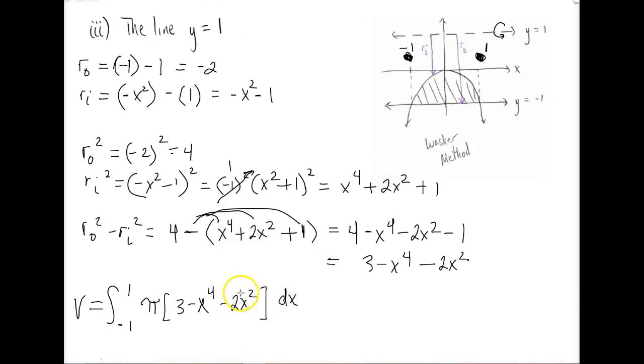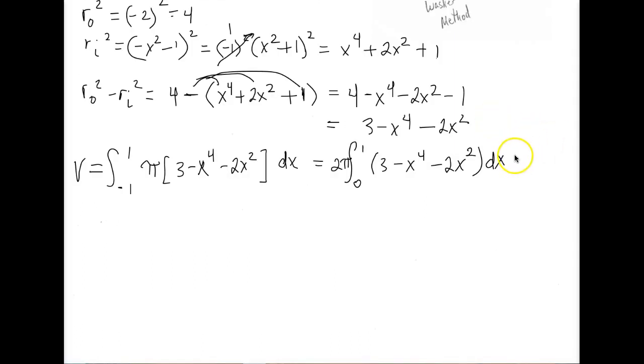And of course, since we know the areas again on the left side and the right side are equal, we could really just rewrite this and say 2 times the integral from 0 to 1. We'll put the pi out here, and the integrand will be 3 minus x to the 4th minus 2x squared dx. And so from this point, we'll just do antiderivative like how we've been doing and figure out what the answer is.